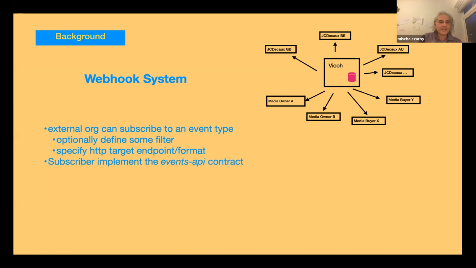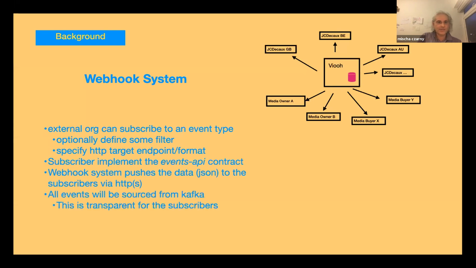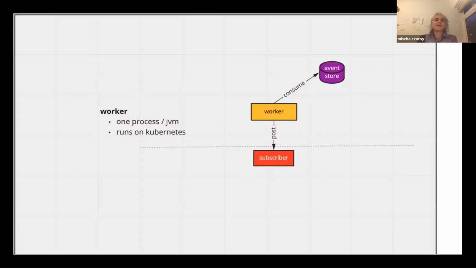I haven't mentioned what the subscriber has to implement is the so-called events API. That is just a little Swagger thing. We will go later into the details for that. Okay, I have mentioned that already. So let us quickly design this a bit.